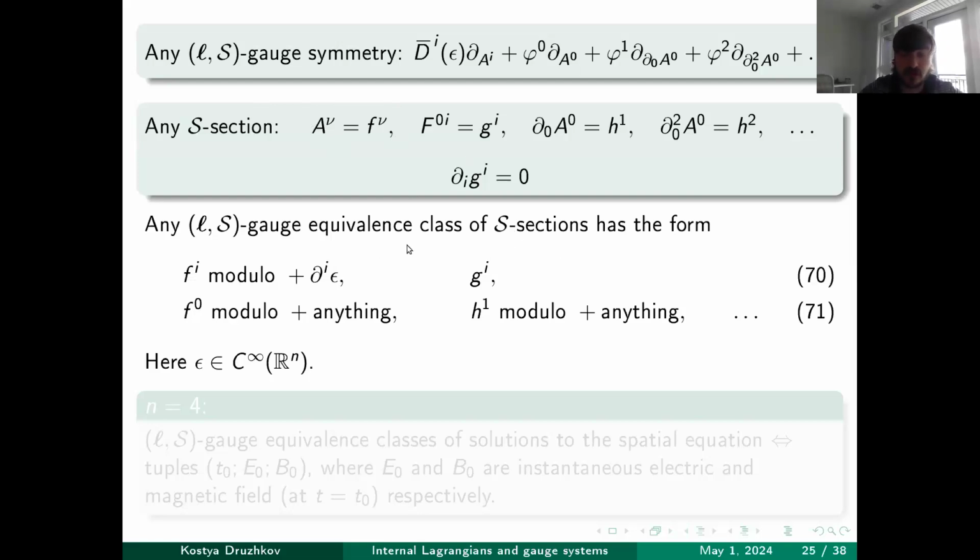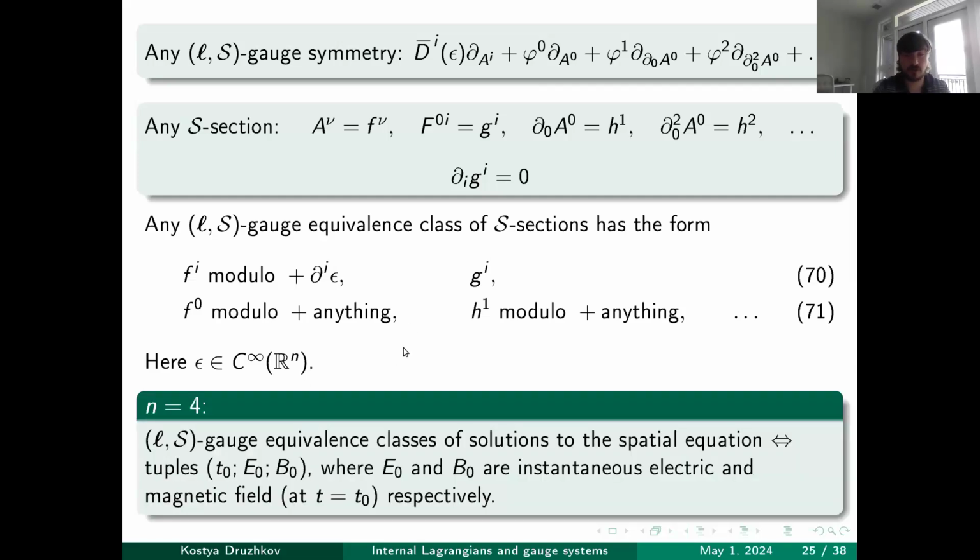That is why, if we deal with sections, then we deal with functions of coordinates on the base manifold only. So an LS gauge equivalence class of S sections has the following form, right? It's given by just functions fi modulo the corresponding derivatives of some arbitrary function. Besides, we have functions ji. They encode our equivalence classes, because the corresponding functions f0 and h1, etc., can be chosen arbitrarily because they should be considered modulo anything, since we can consider anything here. That is why they are not essential in this case, and any LS gauge equivalence class is given by such functions. And here epsilon is a function on the base manifold already, not a function on our equation manifold, because we consider sections of our equation.